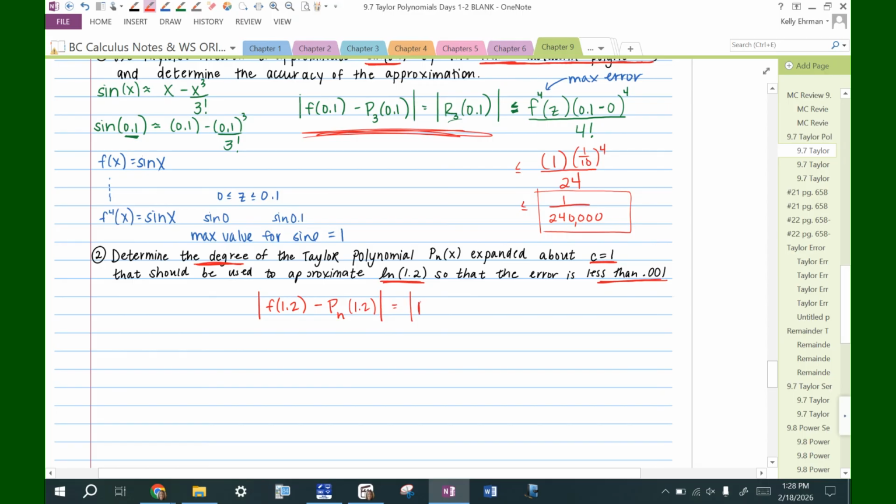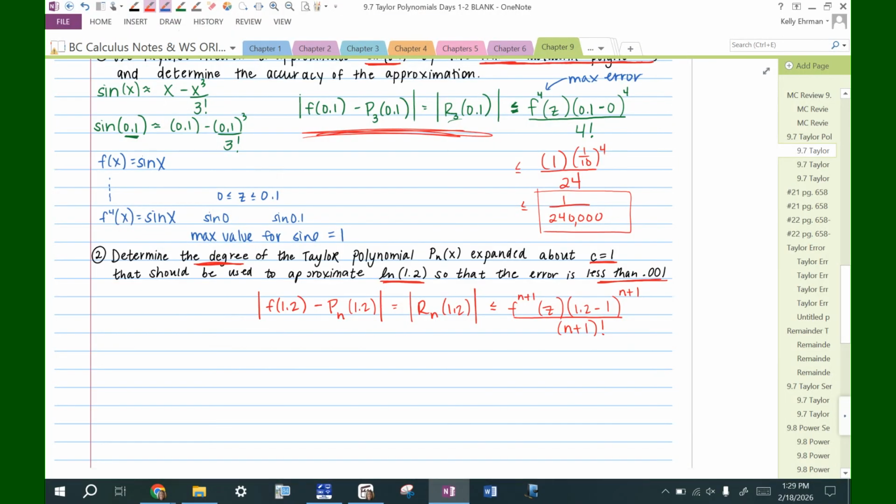That's equal to the remainder sub n of 1.2. And I'm just going to write the formula out because I don't have n's, so the formula should be that this is less than or equal to the n plus 1th derivative, f^(n+1), of some z. Figure that out later. x minus c will be 1.2 minus 1, because that's the center, to the n plus 1 power, and it's going to be over n plus 1 factorial.